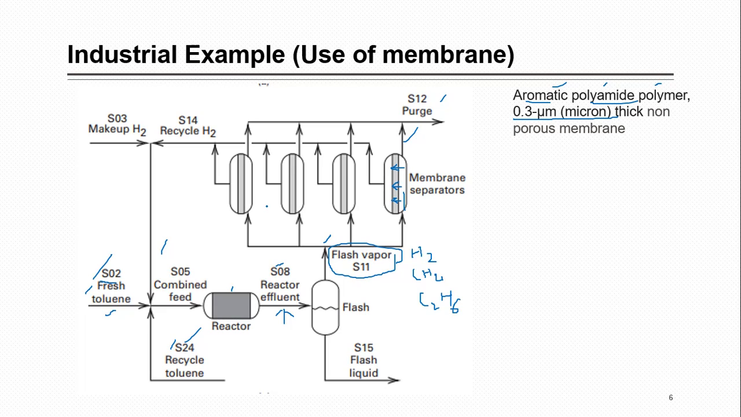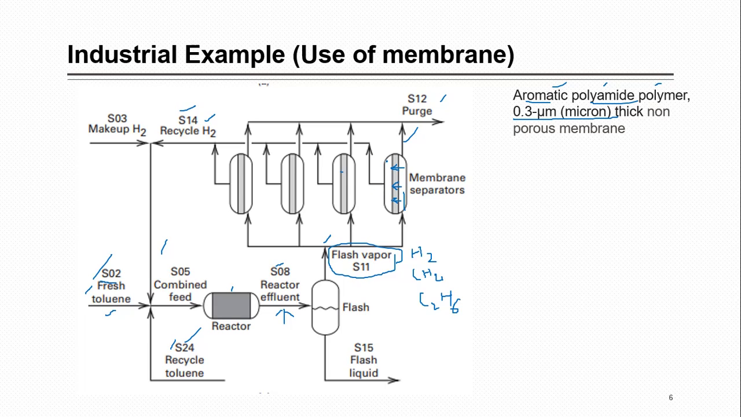I will talk about this point later in this lecture: this is one of the disadvantages of membranes, that you have to install parallel units, and we will look at why. Overall, these 4 parallel units are provided with flash vapor of the same composition, and separation takes place here, and you get hydrogen as permeate, and all the others leave as retentate. They leave the system, and this S14 recycled hydrogen will contain some small amount of all other components, because membranes are not 100% selective. They will also allow some other components to pass through.